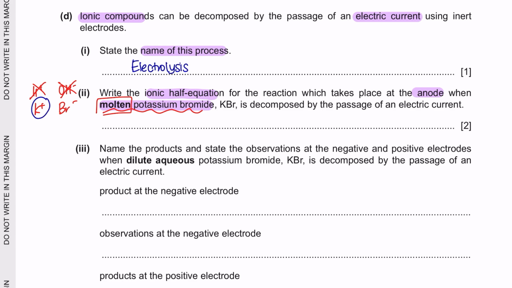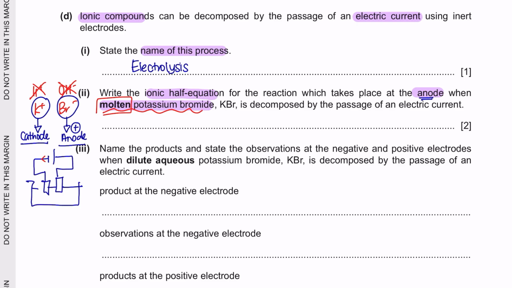Now the positive ion will be attracted to the negative terminal, which is the cathode, and the negatively charged ion will be attracted to the positive terminal, which is the anode. Now electrons flow out of the negative terminal into the positive terminal. So at the anode, you can see that electrons leave, or electrons are donated.